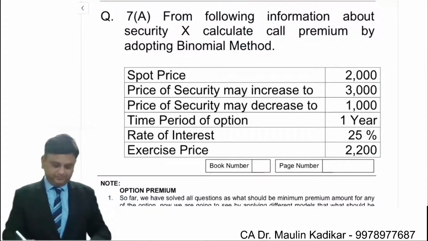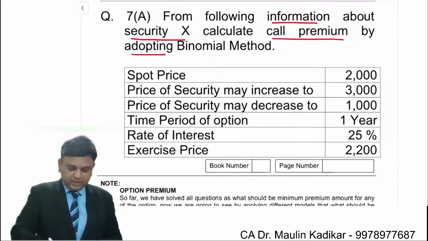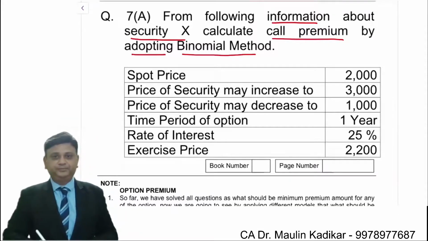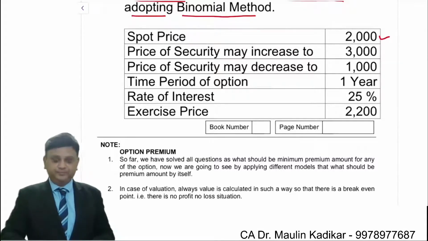The question goes like this. From the following information about security X, calculate the call premium by adopting the Binomial Method. The spot price of the equity share is 2000.